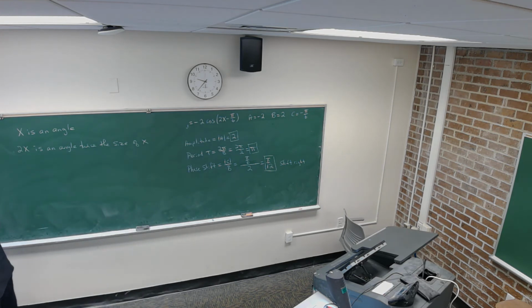In the exercise, we're given the cosine of the angle x is equal to 1/4, where the angle x is greater than 3 pi over 2 radians and less than 2 pi radians.